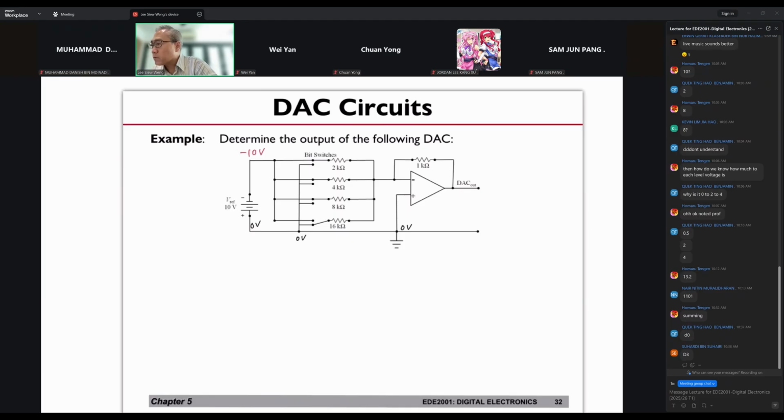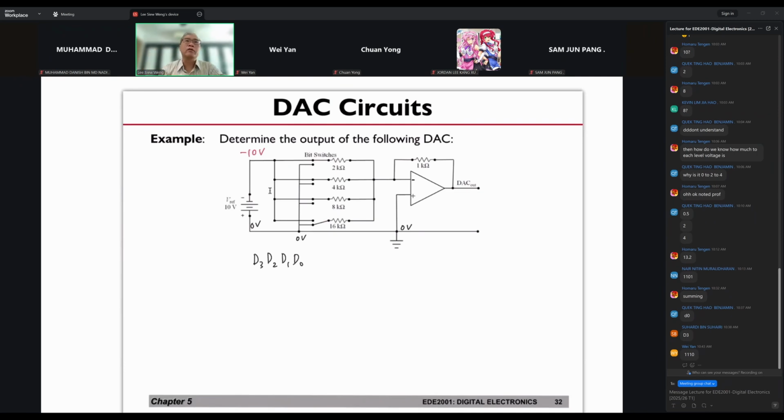Now, if you look closely, this connection is connected to minus 10. Can anyone tell me what is the digital input to this DAC by looking at the switches connection? Oh, very good, well done. It's 1110, because the switch here is connected to negative 10. So let's draw this out. Okay, very well done on that. And the last one is connected to ground. So you have 1110 right now.